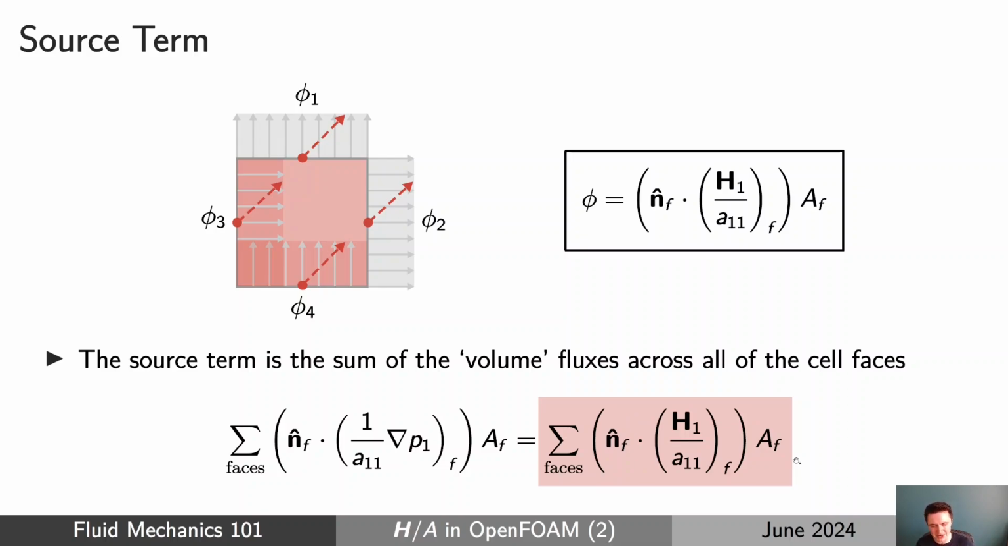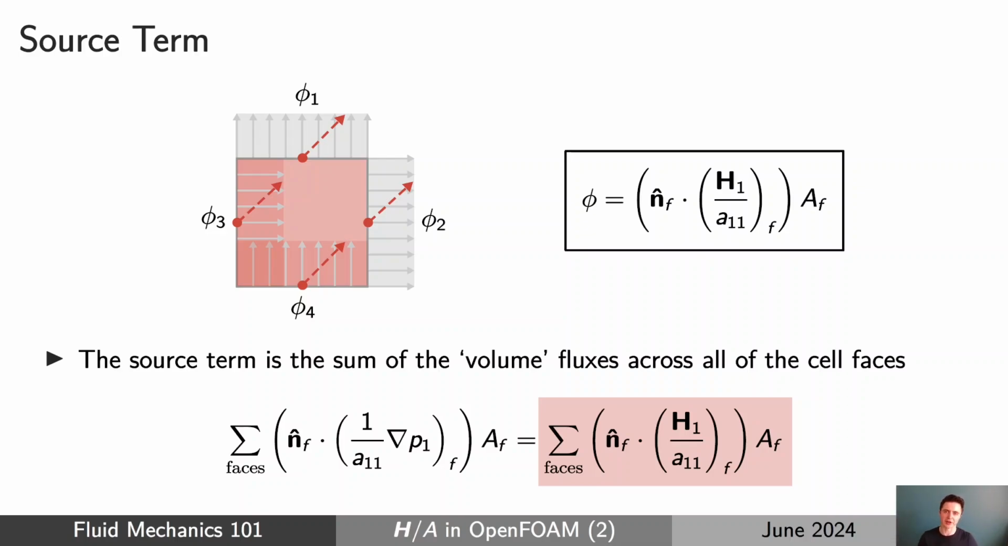So what this really means is that the source term in the pressure equation for incompressible flow is the sum of the volume fluxes, so the volume of fluid that's pushed across each of the faces of the cell by HbyA. We sum them together, and that sum will not be equal to 0. This is a source term, and that sum is the source term in the pressure equation.